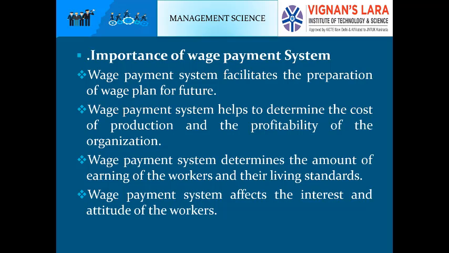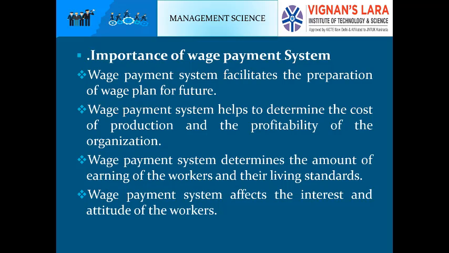The third one is that the wage payment system determines the amount of earning of the workers and their living standards. There are various methods used to determine the wage to the workers against their services rendered in a particular period. Each and every system and each and every method has its own features. Some methods give the minimum wage guarantee. Some methods give more bonus and incentives. Some methods only give efficiency.